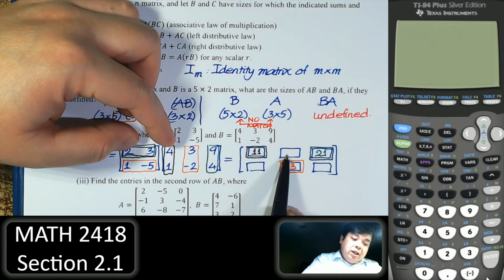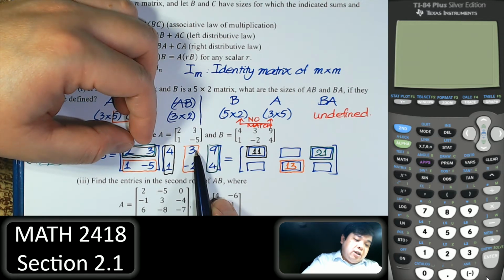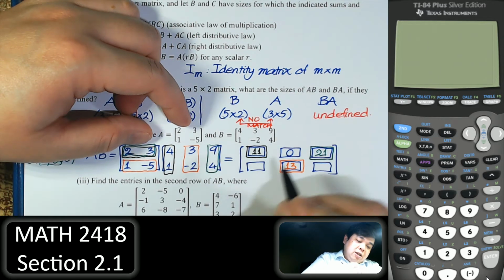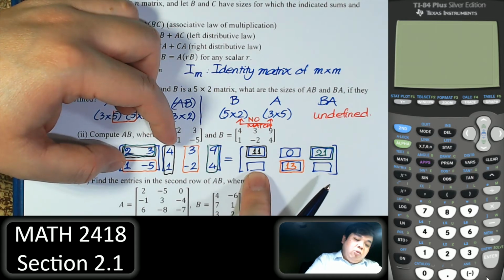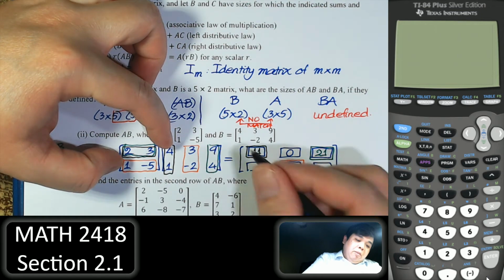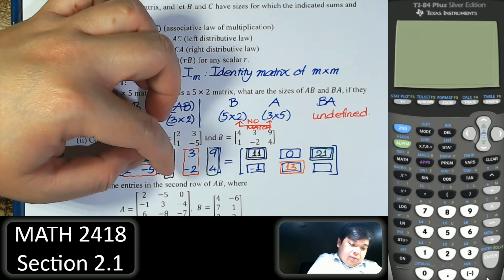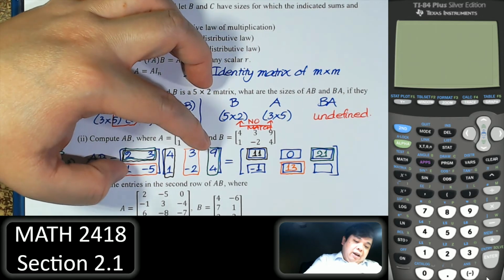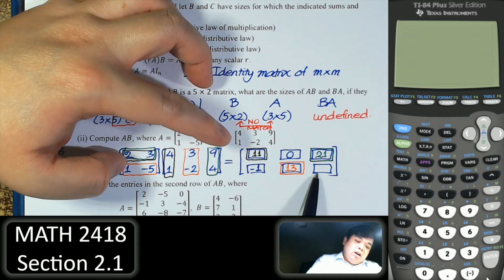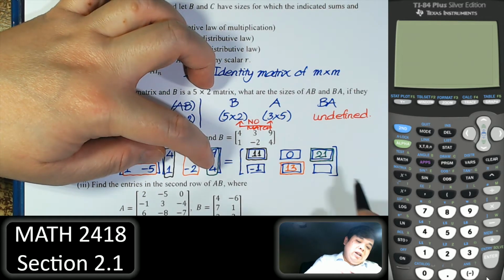Right, this one, first row, second column: so 6 minus 6. Second row, first column: 4 minus 5. And finally, second row, third column: 9 minus 20.